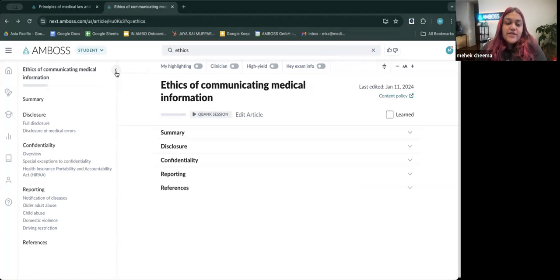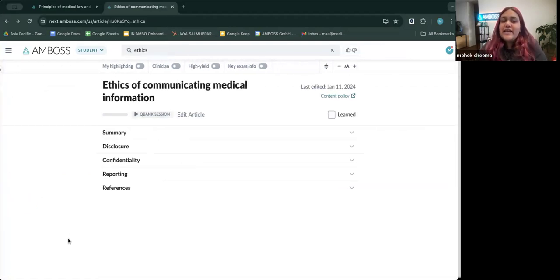Now, the reason we talk about ethics of communicating medical information is because at the hospital, I agree, in most Indian hospitals, everything is very fast paced. You have one doctor who's responsible for 20, 30, 40, 50 patients. How can they take care of each and every patient? But it comes back to this. You are their only doctor. If you don't give them information, no one else will.